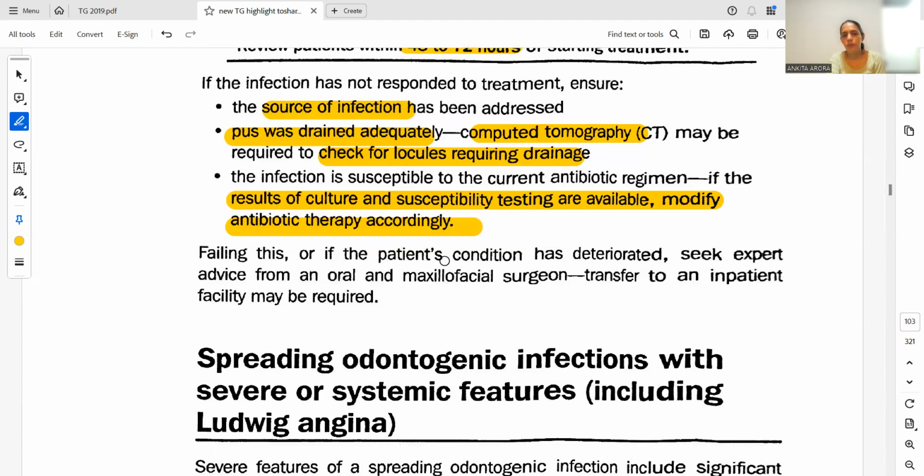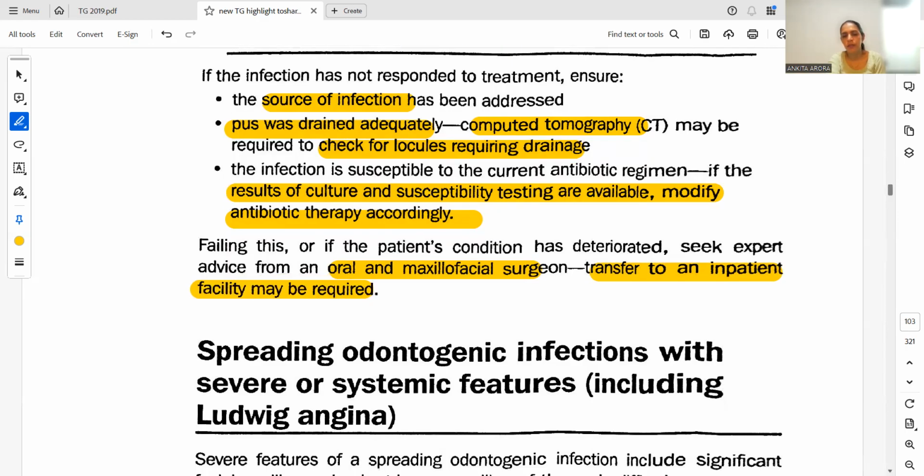Failing this, or if the patient's condition has deteriorated, seek expert advice from an oral and maxillofacial surgeon. Transfer to an inpatient facility may be required. So the patient may require hospital admission.